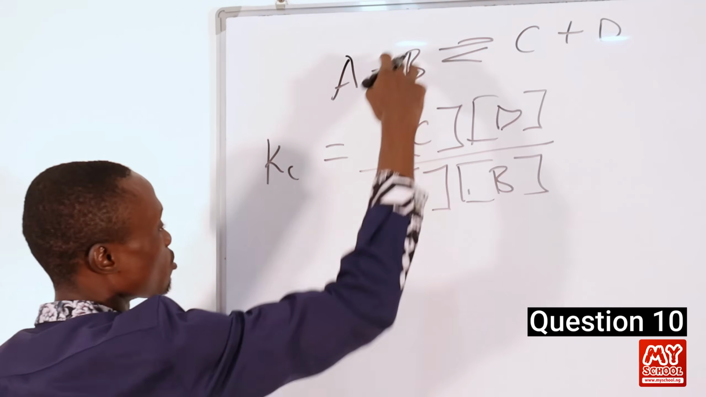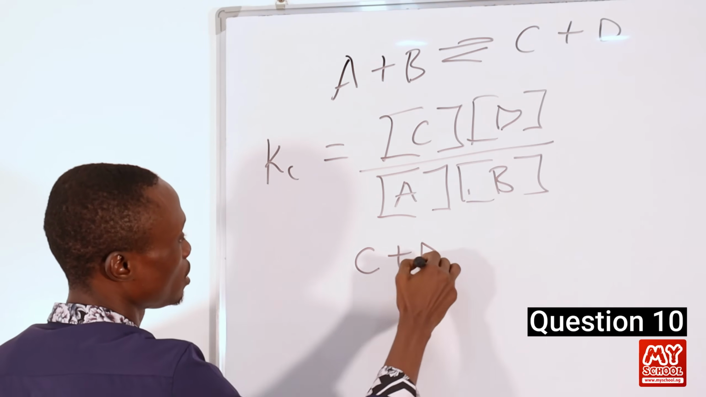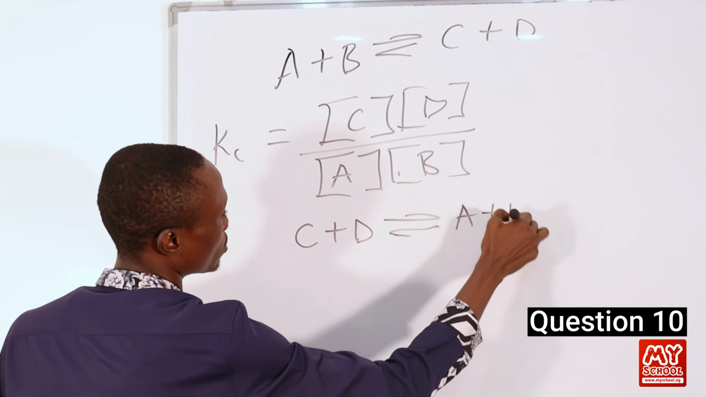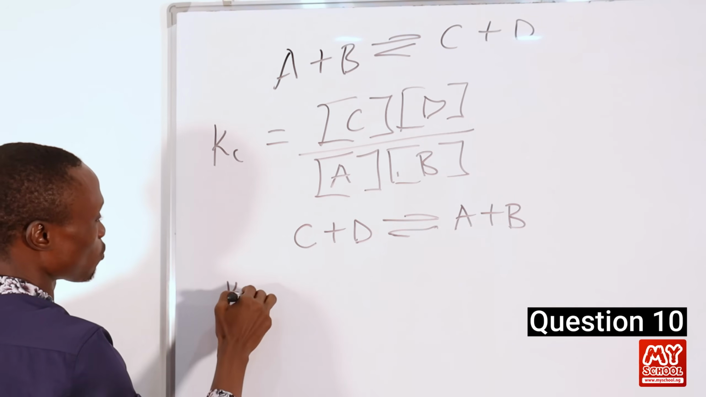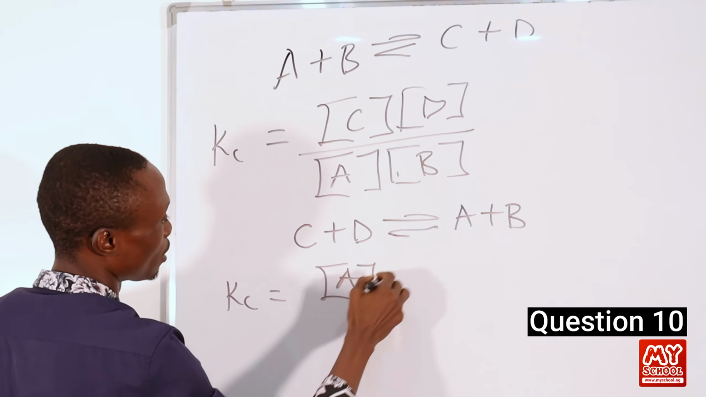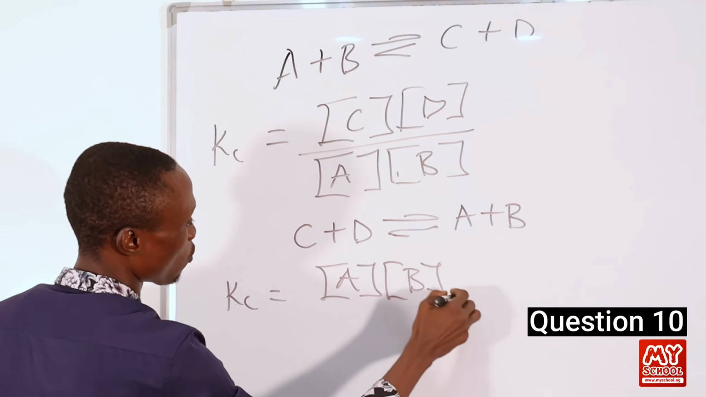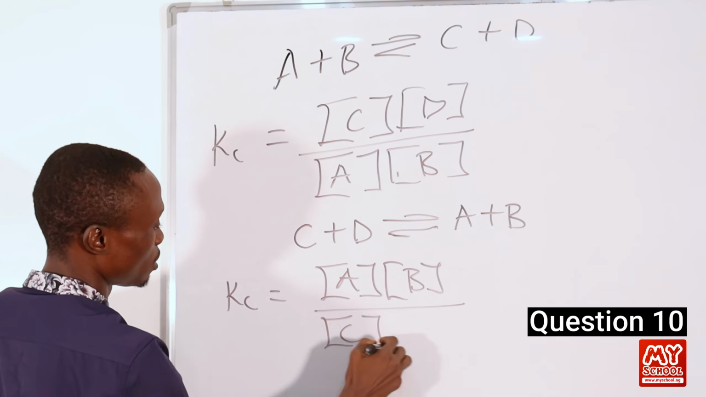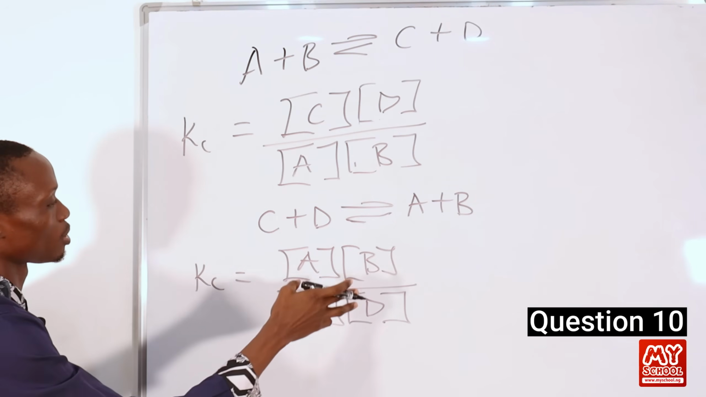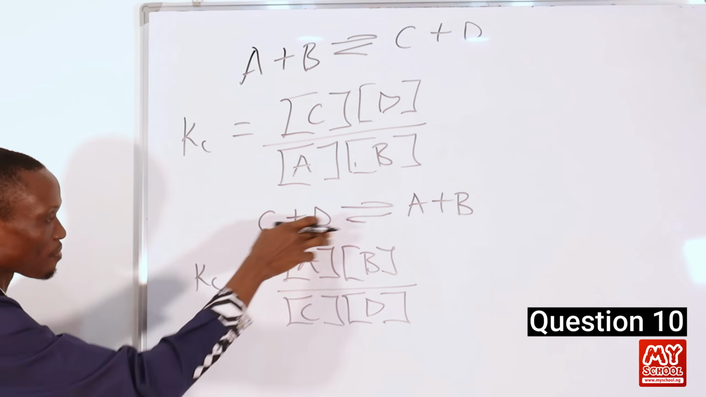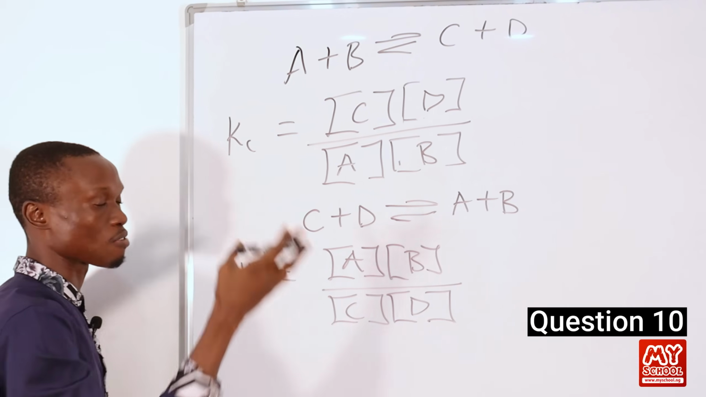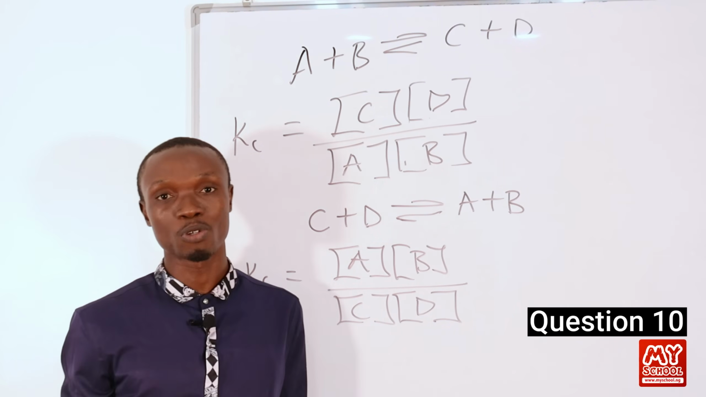If we decide to reverse the reaction, we'll have C plus D, forward and backward, producing A plus B. If we write the equilibrium constant of this reaction, we'll have the concentration of A times the concentration of B over the concentration of C times the concentration of D. As you can see on the board, the equilibrium constant of the reverse reaction is the reciprocal of the original reaction. So that validates the reason why the correct option is option D.